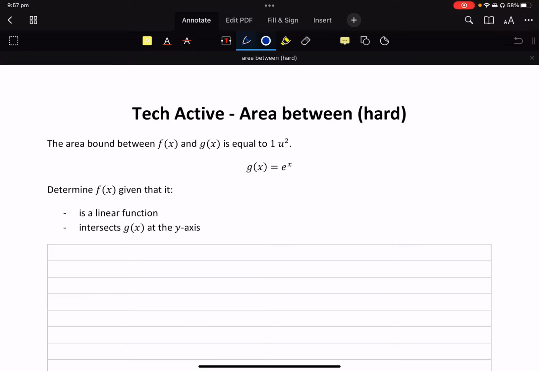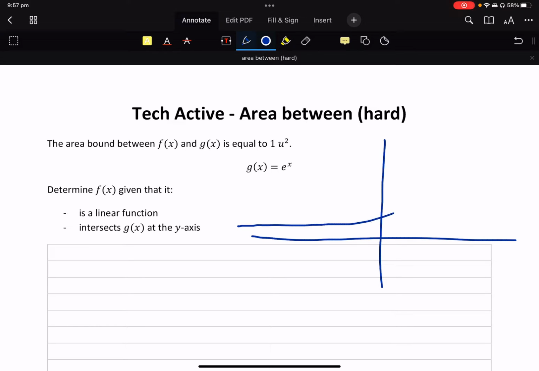This is quite an interesting one. We've got two functions, an exponential and a straight line. So let's go for the exponential first. Exponential. And we have a linear function, and the linear function intersects the exponential function on the y-axis. So it's got to go through there.